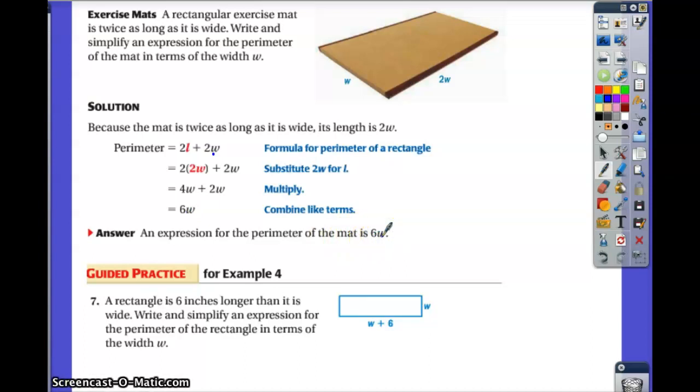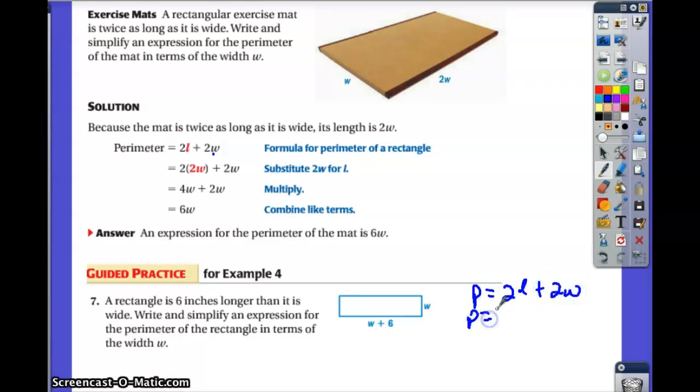So let's actually work out an example here. It says a rectangle is 6 inches longer than it is wide. Write and simplify an expression for the perimeter of the rectangle in terms of the width w. So again, our width is w, and then our length is 6 inches longer than that, so it would be w plus 6.